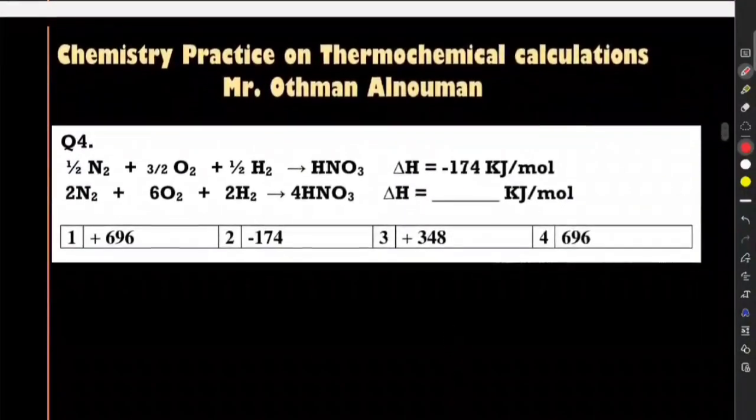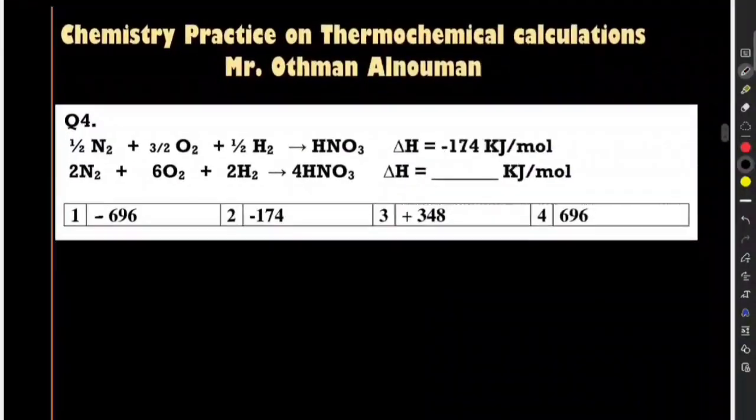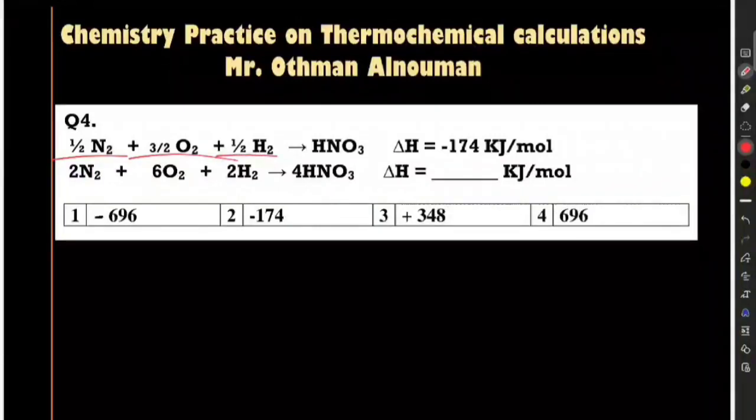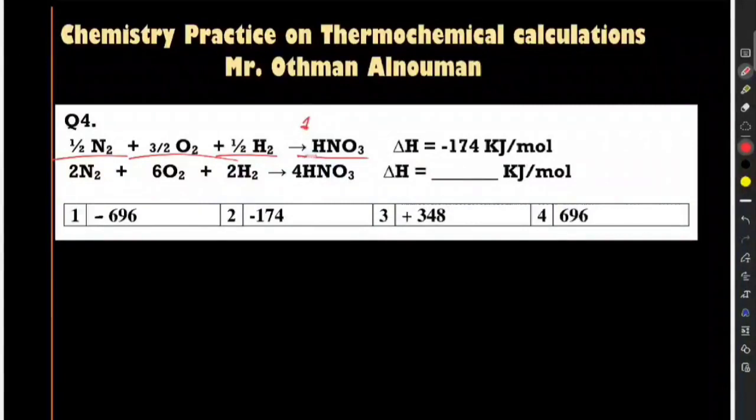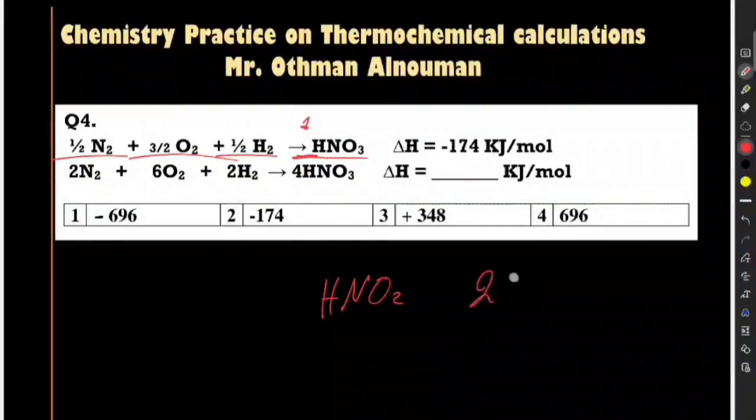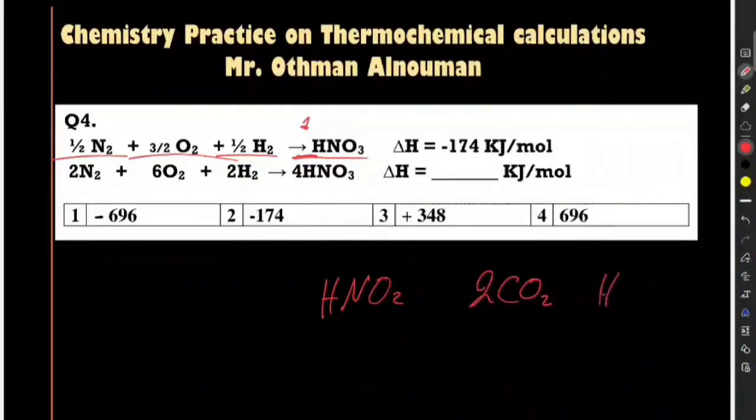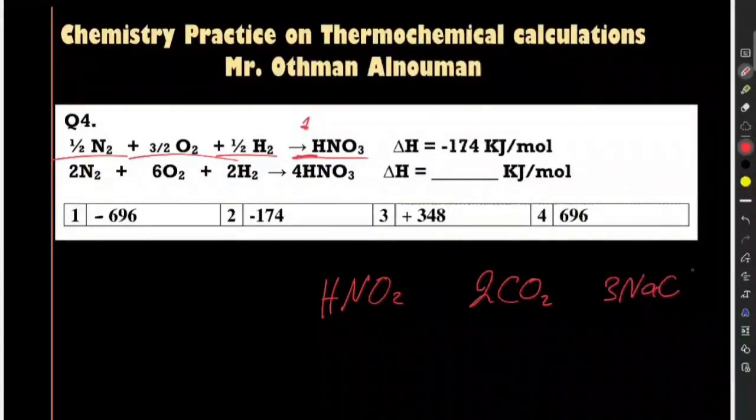Let's go to another question here. In this question, it says we have nitrogen, half of it, and we have oxygen plus hydrogen will give us 1 mole. By the way, the number of moles, let's see here. I have HNO3, I have 2CO2, I have here 3 NaCl.